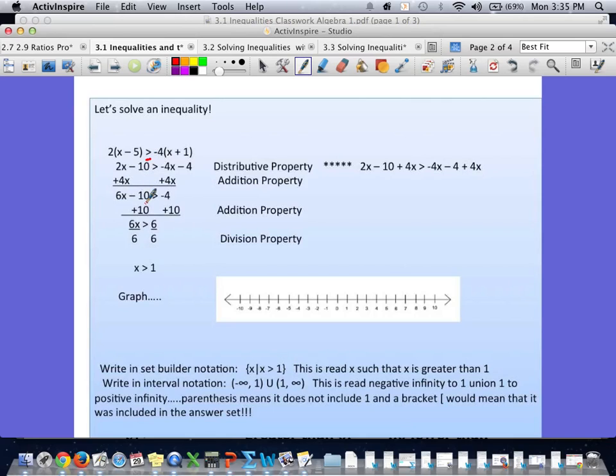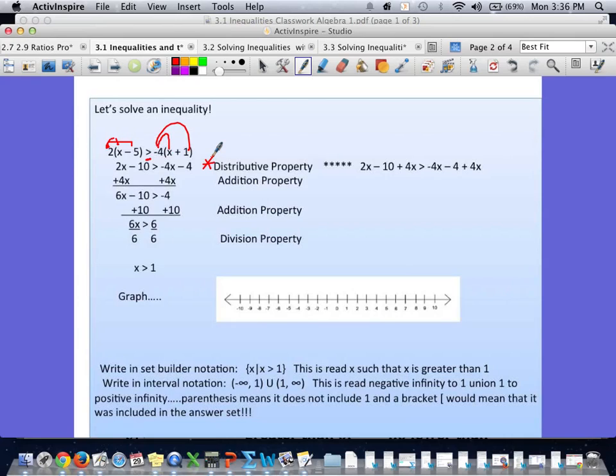So you're going to do 2 times x, which is 2x, 2 times -5, which is -10, -4 times x, which is -4x, and -4 times 1, which is -4. Because in order to solve, we found that we must get rid of the parentheses first by distributing. This is the distributive property, okay? All right.